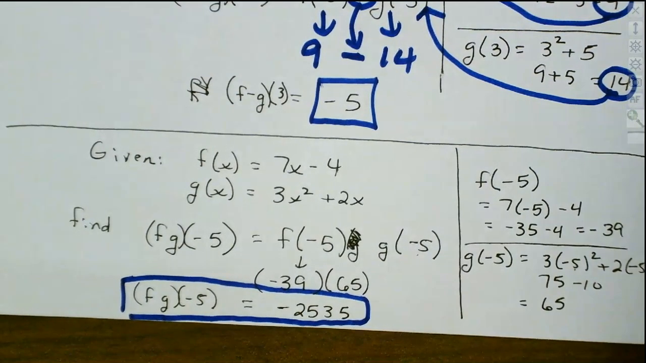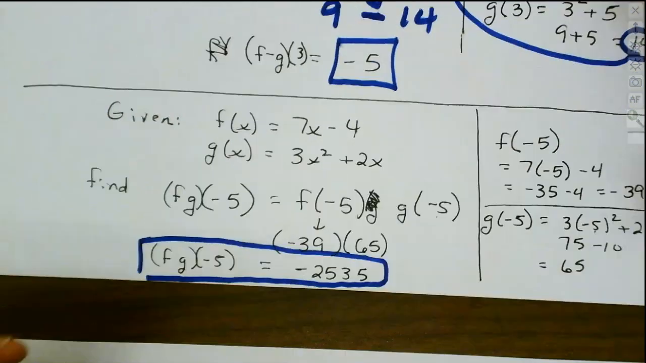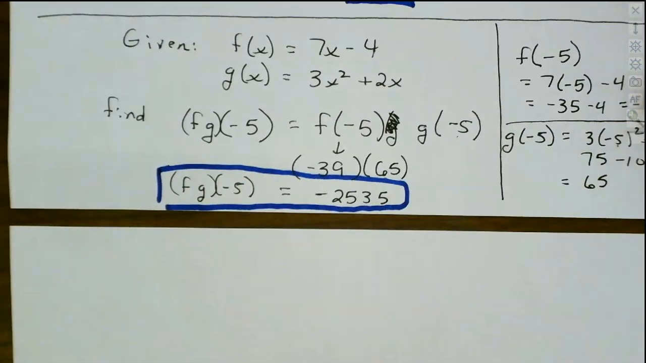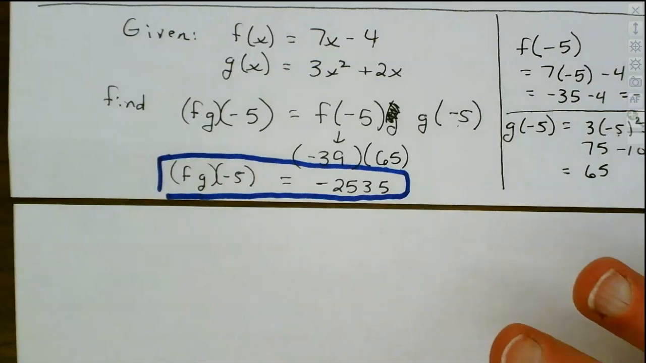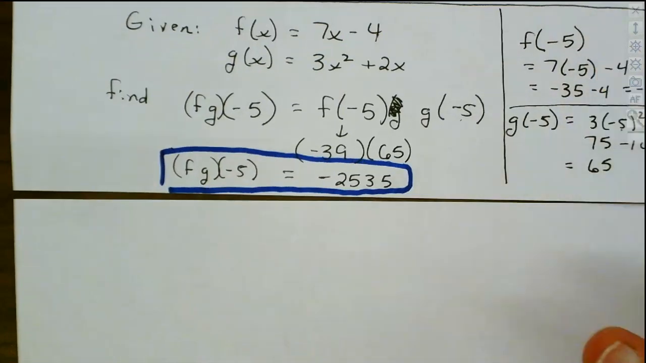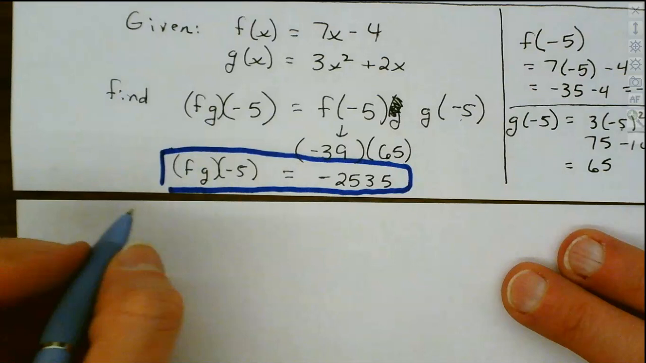Now, if there's a variable inside, then you're going to end up with a variable answer. So we'll also do addition and multiplication. And I'll also do subtraction as well. So let's do addition first. And this one's going to be pretty easy.